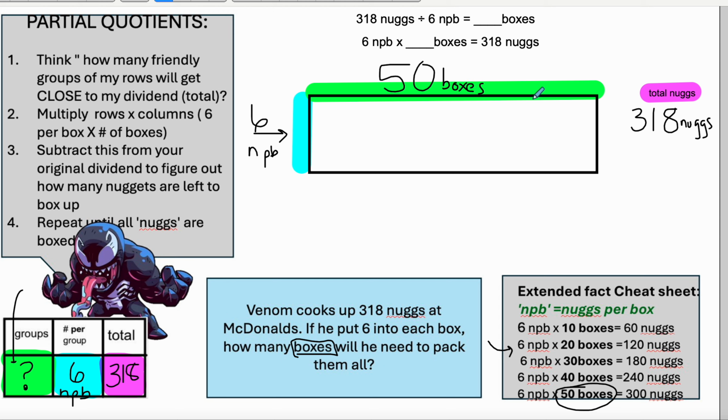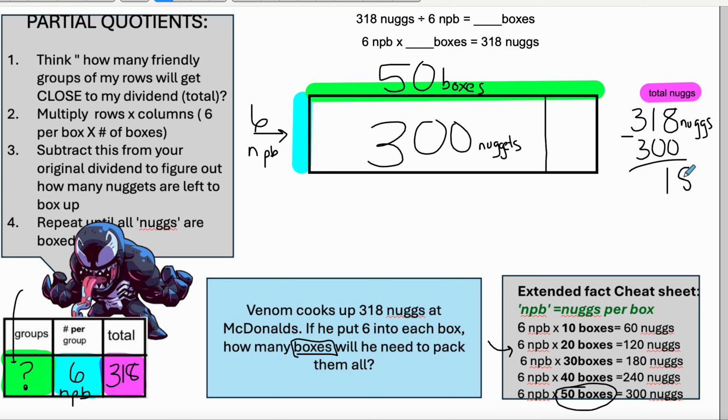6 nuggets per box times 50 boxes, it's going to give us a whopping 300 nugs. So total nugs, or total of anything, no matter your label, is always going to go in the area of your rectangle. Cool. So we started off having 318. We've boxed up 300 nuggies so far. How many nuggies do we have left to box? 18 nuggies. That 18, the nuggets always go on the inside. Whatever your total is, goes on the inside of the array.